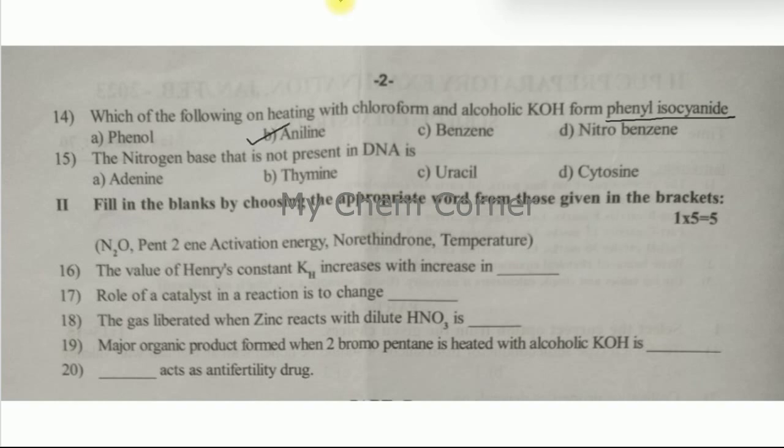Alright, that is your carbylamine test, where you use a primary amine, you react with chloroform and alcoholic potash, and then you form a phenyl isocyanide. 15th question is nitrogen base that is not present in DNA is.